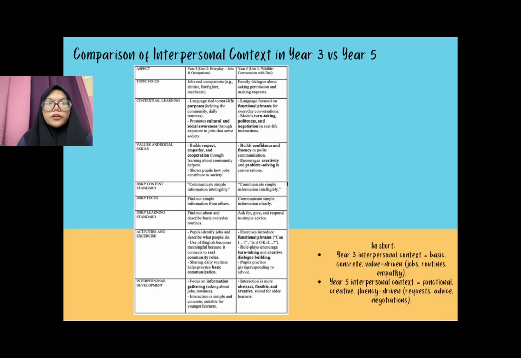And lastly, I'm going to talk about the interpersonal development. For Year 3, it focused on information gathering, like asking about jobs and routines, and the interaction is simple and concrete, which is very suitable for young learners. But for Year 5, the interaction is more abstract, flexible, and creative, as it's more suitable for older learners. In short, Year 3 interpersonal context is basic and concrete. It is value-driven, like jobs, routines, and empathy, while for Year 5, it is functional and creative. It is fluency-driven, like requests, advice, and negotiation.